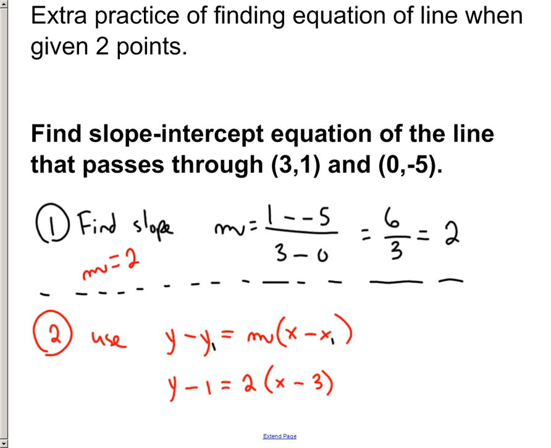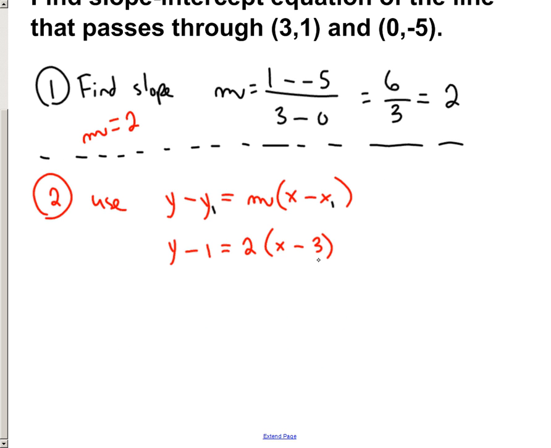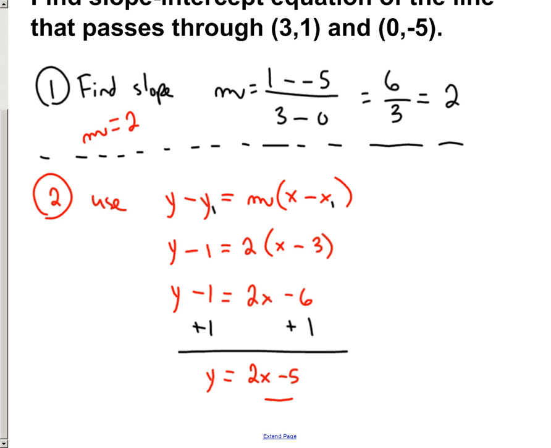And now I just have to distribute and get the y by itself. So y minus 1, nothing to happen there. 2 times x is 2x, and 2 times -3 is -6. Add the 1 to both sides to get the y all by itself, and we're left with y equals 2x minus 5. That is our equation.